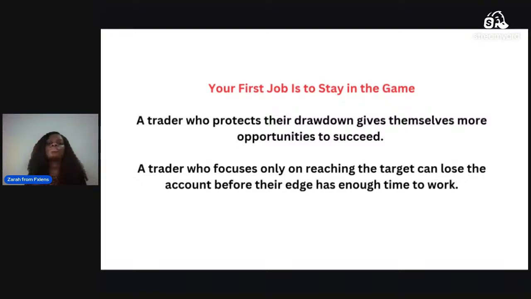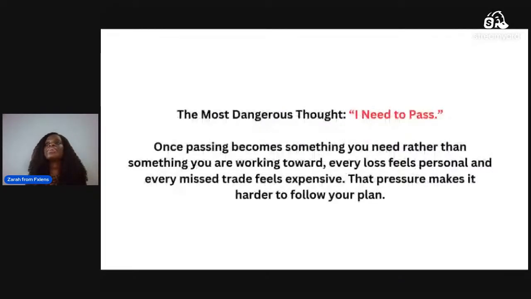If you focus only on reaching the target, you can lose your account before your edge has enough time to work. Because trust me, when you start trading your account, that can be the period when you enter a losing streak. It happens. These things are not predictable. The day you start your prop account, you might have been profitable for the last week, last month, last 2 months.